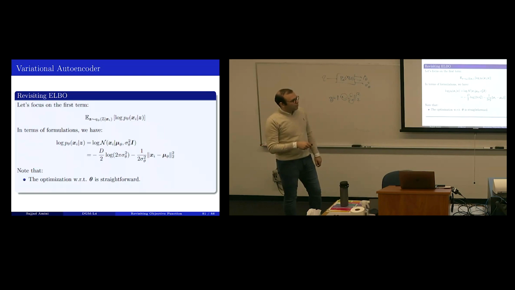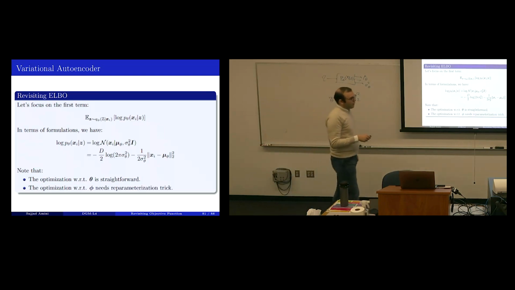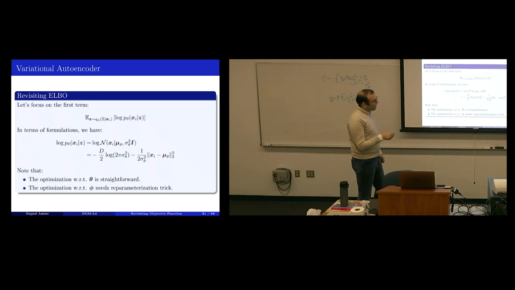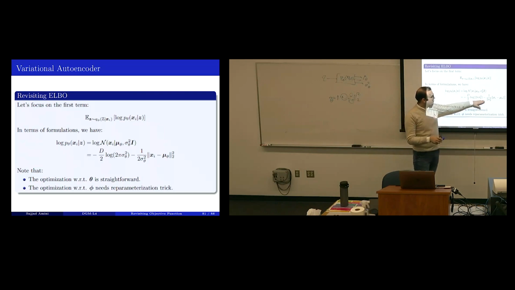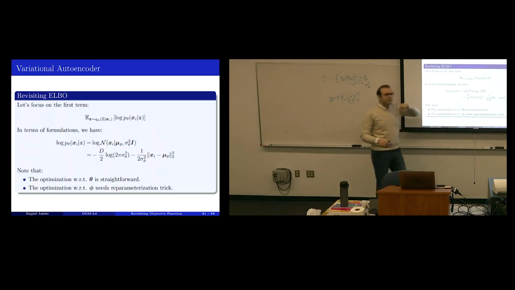The optimization with respect to theta is straightforward. But again, we know that in this function, we have dependency over phi. How? We do not see any phi here. Well, how is the dependency over phi in this term?